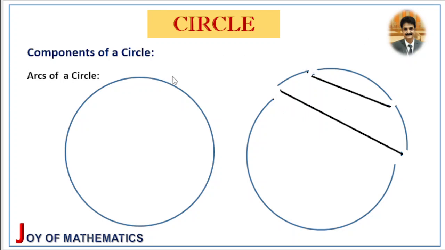Today we're going to continue with the circles. In the previous video, we have learned about the definition of circle, what is a radius, and what is a chord, diameter, and so on. What is the relation between the diameter and the chord, radius also. Today we're going to deal with some more components of the circle.